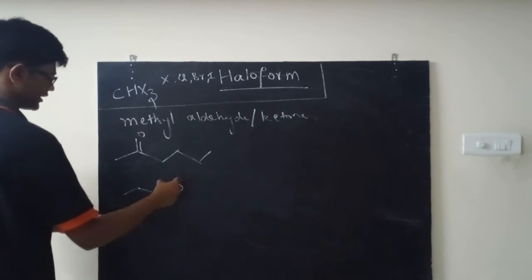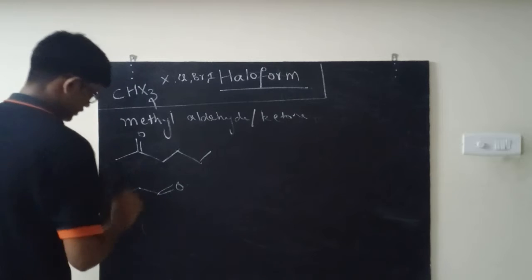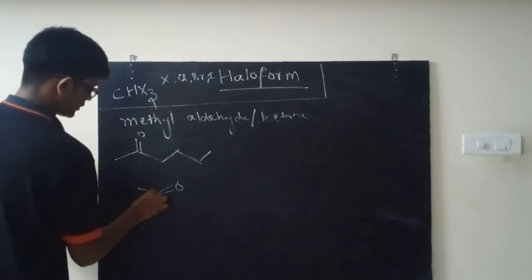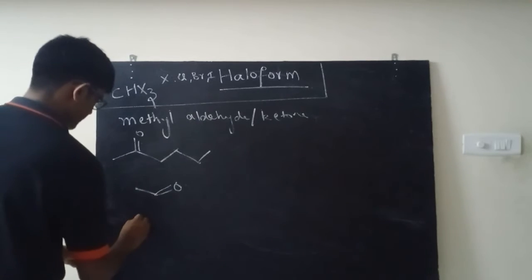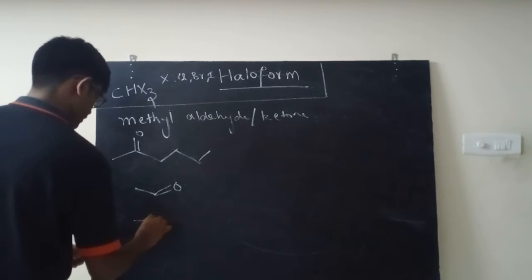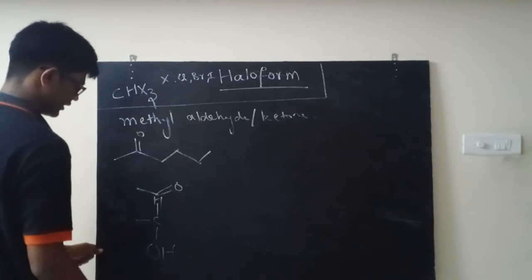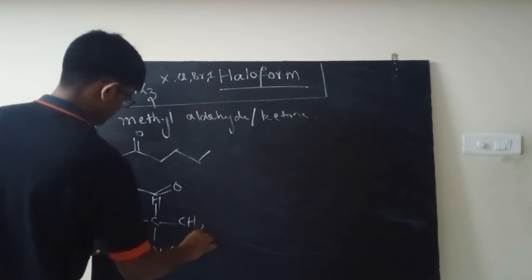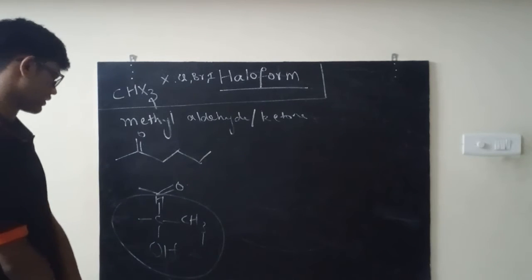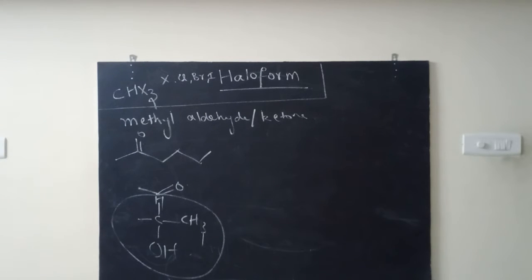If I have, say, CH3CH2CHO, this is propanal. This will not give us the required haloform, and you will see why. Ethanol will give us the required haloform. Which means any alcohol such that I have an alpha hydrogen and a methyl group, any alcohol of this form will answer the haloform test.